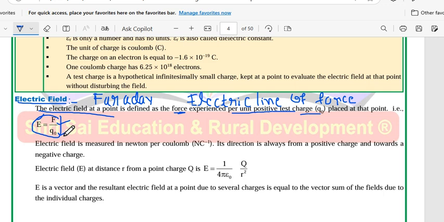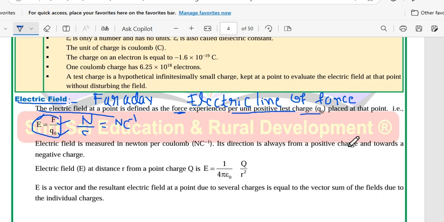Electric field is measured in newtons per coulomb. What is the SI unit of force here? Newton. And what is the SI unit of Q naught, the charge? Coulomb. So the SI unit of electric field becomes newton per coulomb. It's easy, right? See, electric field is measured in newton per coulomb.